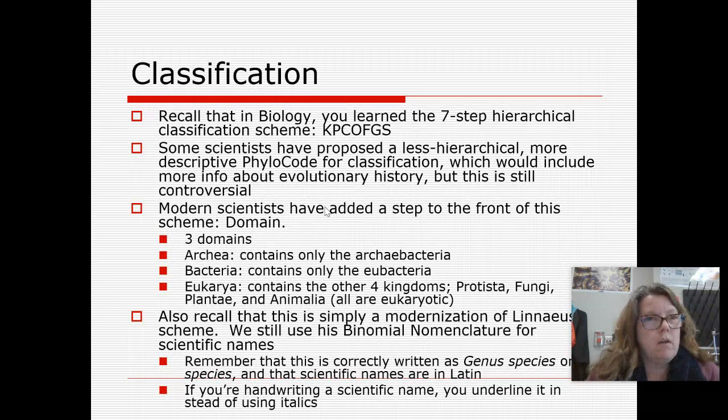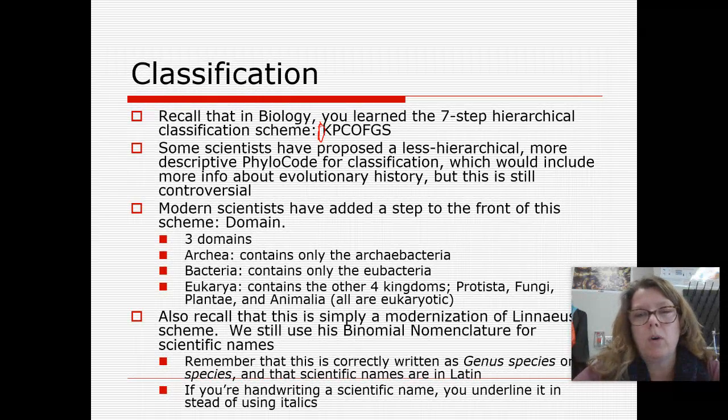So first thing then for review, remember that the 7-step hierarchical classification scheme goes kingdom, phylum, class, order, family, genus, species. Remember that at the beginning of this, we also had domain, the D for domain. Yes, you have to still have this memorized. So if you can remember the mnemonic device, Dumb King Philip came over from Germany swimming. Dumb kings play cards on flat green stools. Any of those just helps you to remember in order what those steps are.